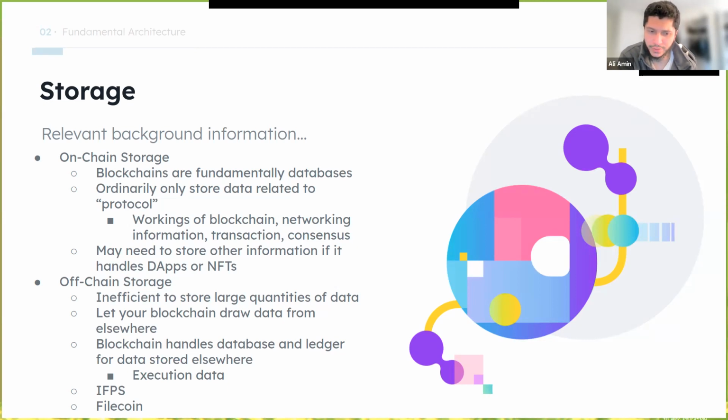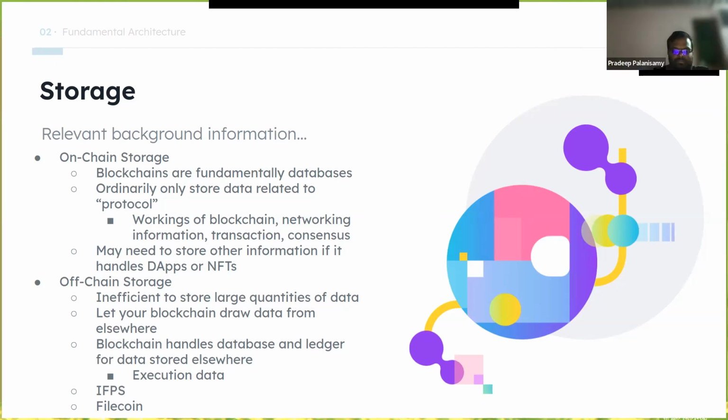Off-chain storage. You use off-chain storage because blockchains are not really efficient at storing a lot of data. They're distributed, a lot of people need to download them, and they need to be updated quickly. If there's a lot of data on it, none of that will be possible. So you store your data elsewhere, but you let your blockchain access that data and record it on the ledger. So the blockchain handles the database and ledger for data which is stored elsewhere. That would be called execution data.